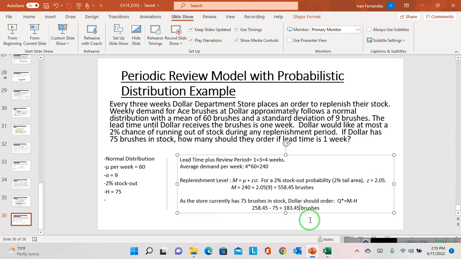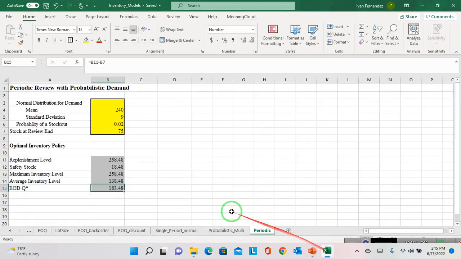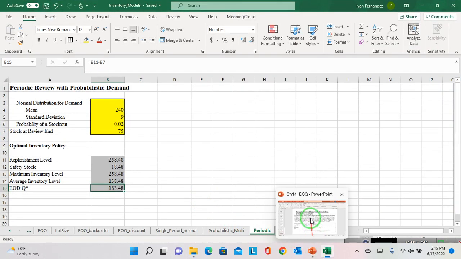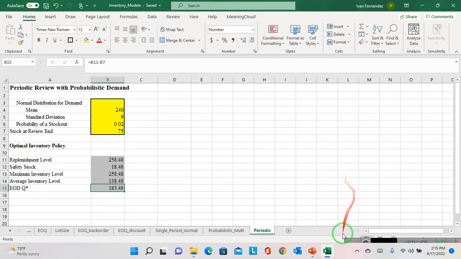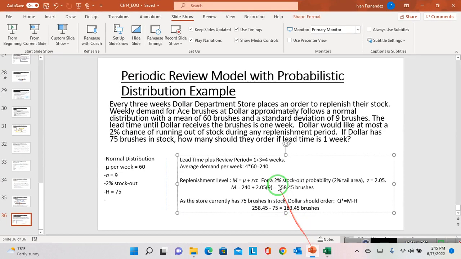Interesting. I did one by hand, and this one is by Excel, so there's a little bit of difference, a difference of 0.02. And that's it. That ends the inventory models. Thank you.